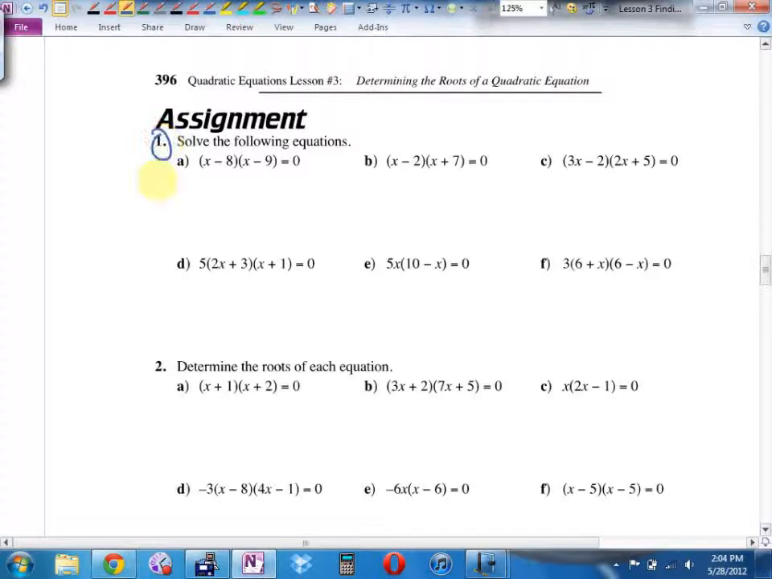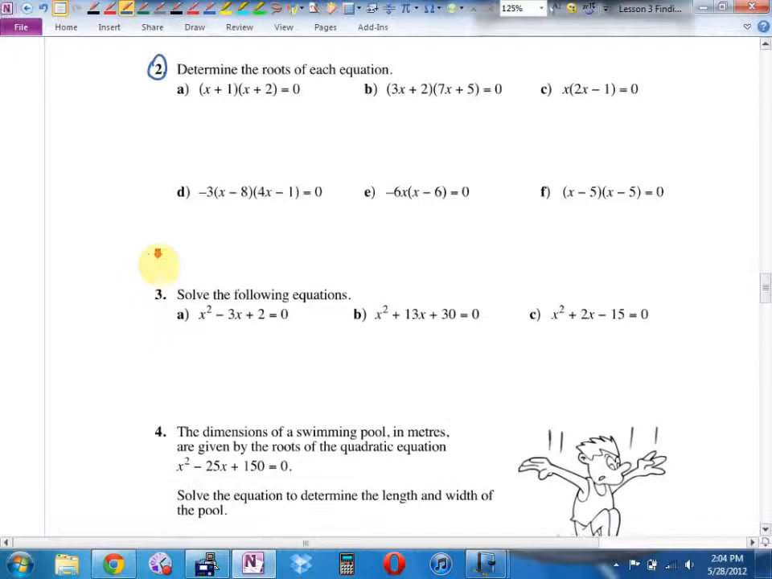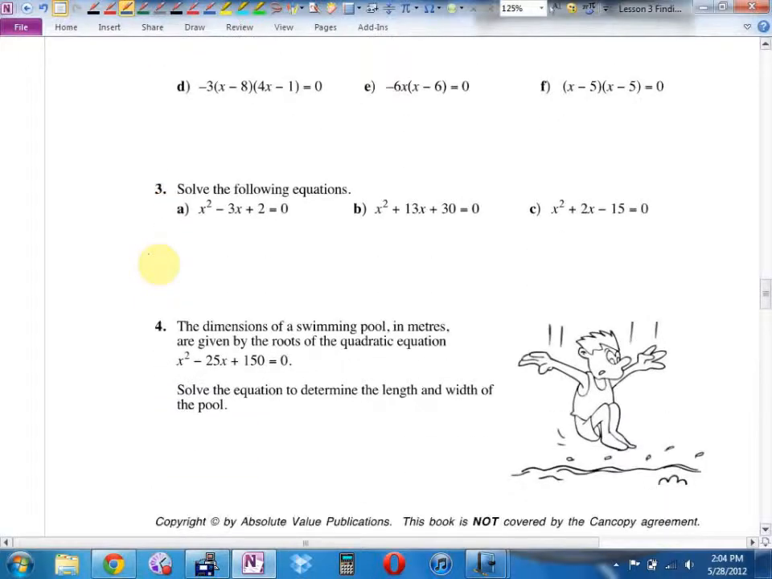Number 1, all. These ones are factored already. Number 2, all. These ones are factored already. Yes, I did say that already. Paying attention, are we? Number 3.